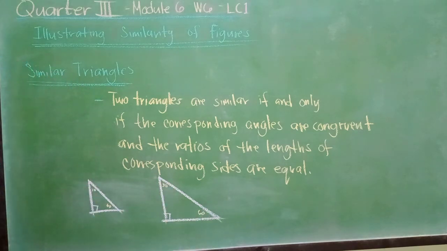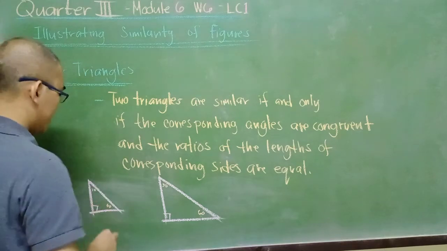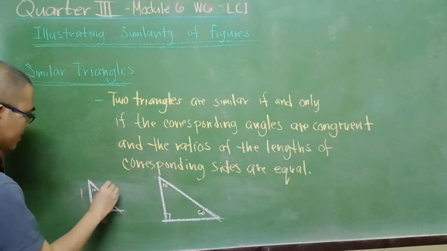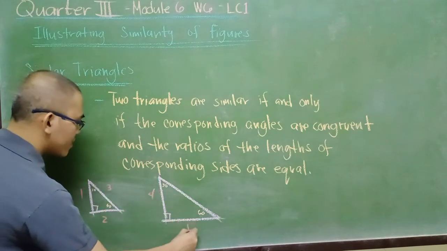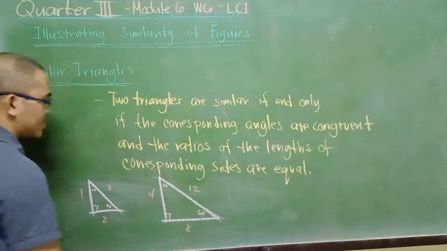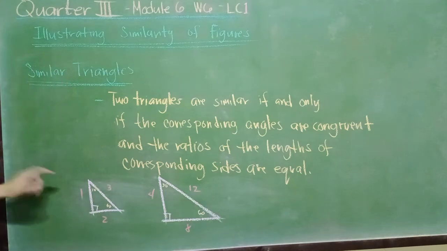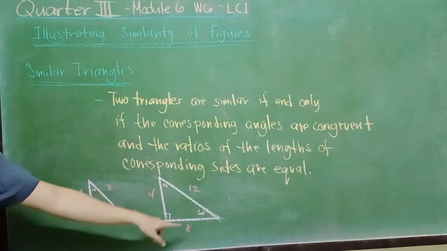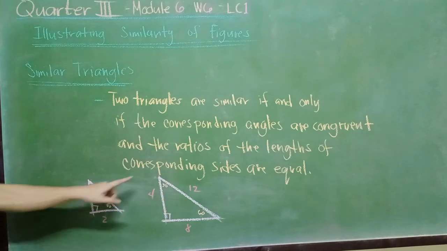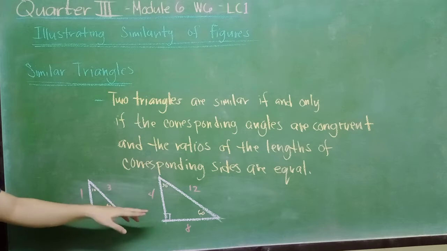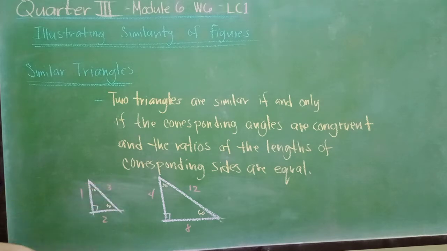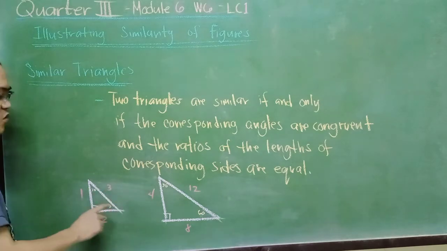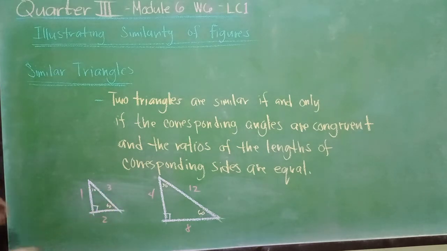Pero yung mga sides nila magkaiba. Halimbawa, this is 1, this is 2, this is 3, this is 4, 8, and this is 12. Congruent sila pagdating doon sa mga corresponding angles, pareho sila. Pero sa corresponding sides, hindi sila parehas o hindi sila equal, but proportional. So, sa mga similar triangles, yung mga angle nila equal, yung mga sides nila proportional lang.